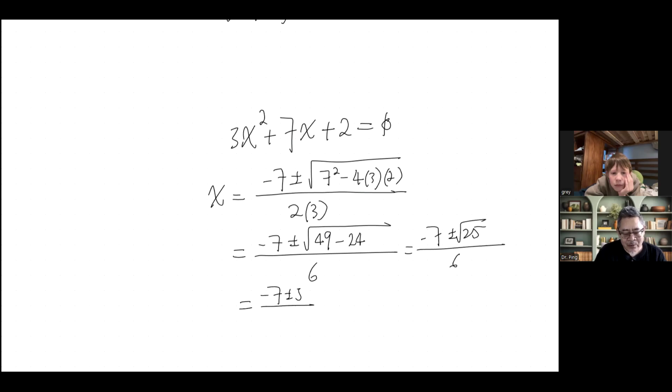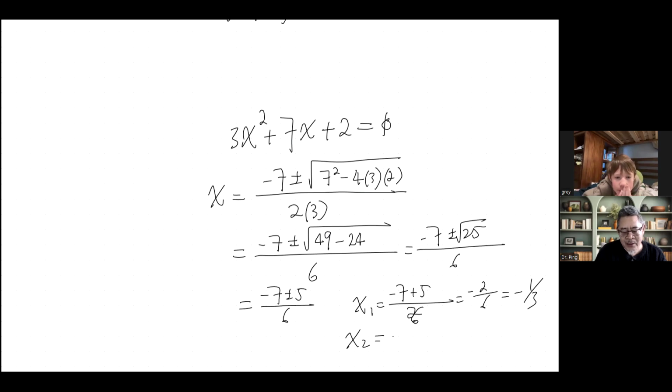So x1 will be negative 7 plus 5 over 6. That's negative 2 over 6, give us negative 1/3. Then x2 will be negative 7 minus 5 over 6, negative 12 over 6, give us negative 2. So you can see that we can just use the formula to find our solution. Good?